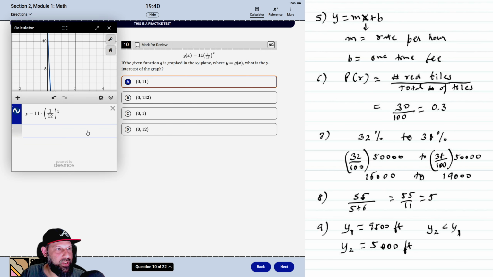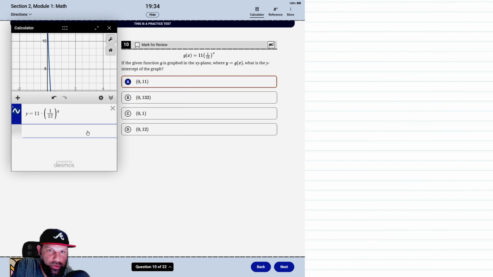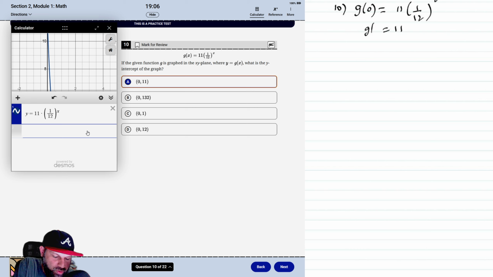Another way to do this, if you want to do it by hand, you could also do it easily. You would just take g of 0, and make x equal 0. So 11 times 1/12 to the power 0 is just going to be 11. So g of 0 is just 11, which means that the coordinate of the y-intercept is 0, 11.